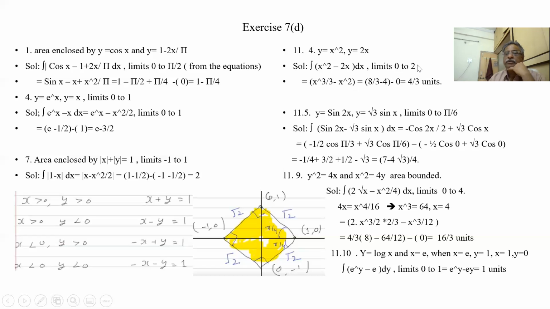So what is this here? I have to find out the limits first by solving these two equations, and then solve the integral of f of x minus g of x dx.